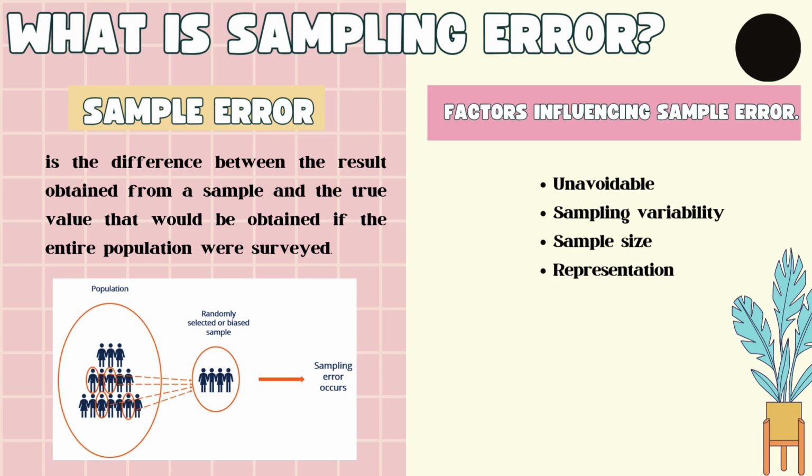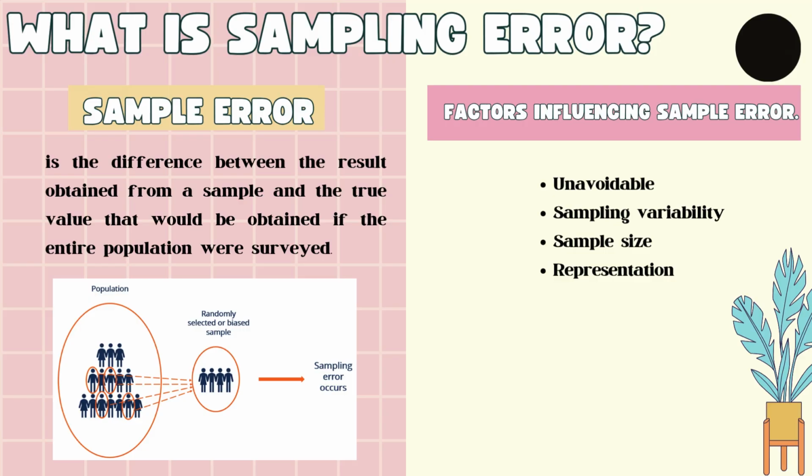Now you may ask, why does this happen? You need to understand that it's a natural part of working with samples instead of the full population. The sample won't perfectly match the population, so there will be some variations or errors in the results.